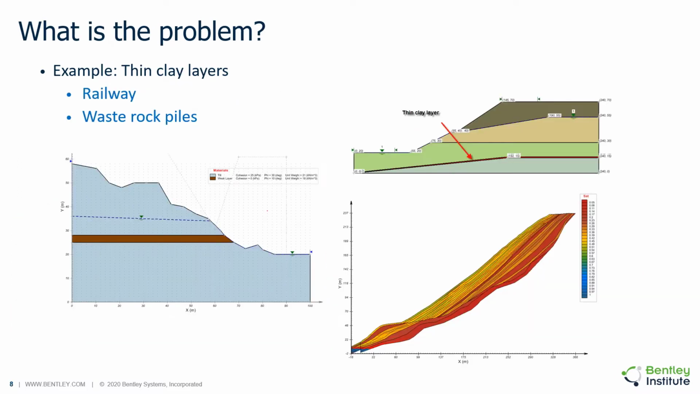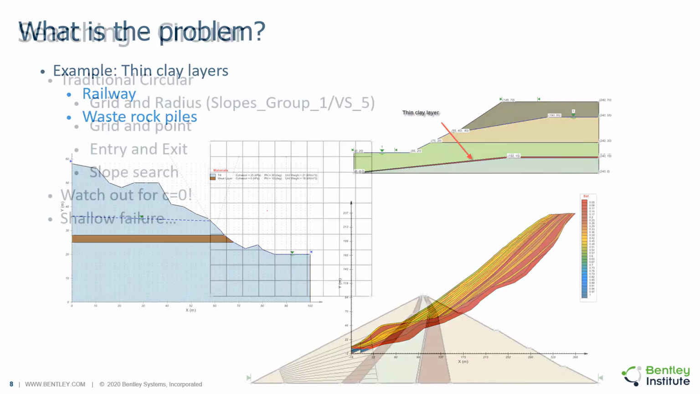Other examples we can look at are thin clay layers, such as those that may be present in an embankment or underneath a railway or roadway, or in the thin layers present in mining waste rock piles. The searching algorithm must be able to identify and follow preferential weak layers that may result in a critical slip surface.